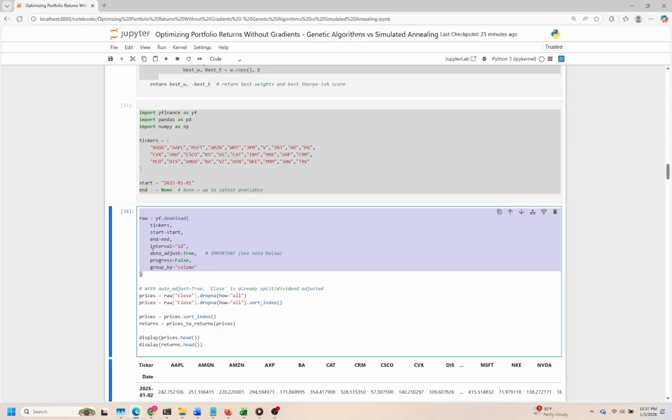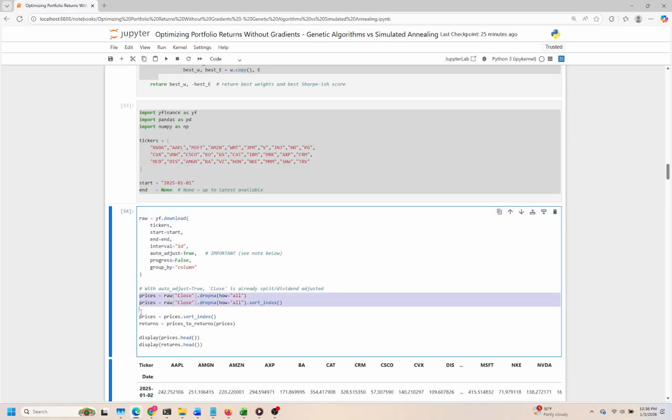Once we have the raw data, we focus on the close prices, dropping any entries that don't have values for all tickers. It's essential to clean the data like this because any missing values can skew our analysis. After that, we sort the index to maintain chronological order, which is a crucial aspect when dealing with time series data, since chronological order affects our calculations and interpretations.